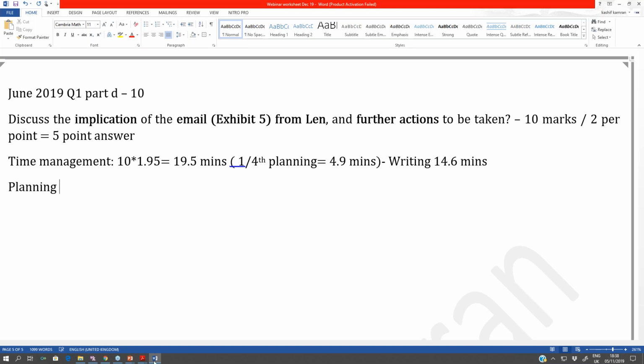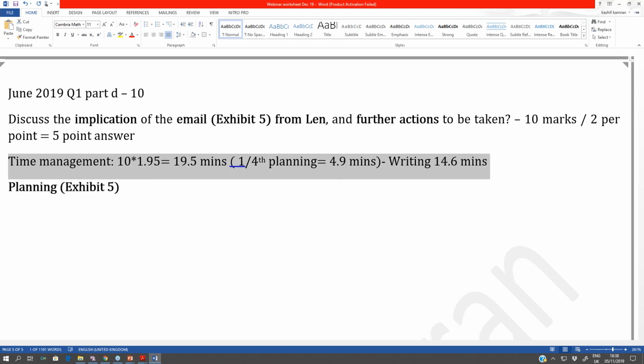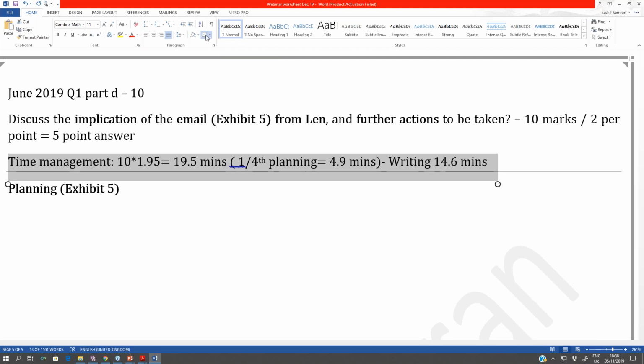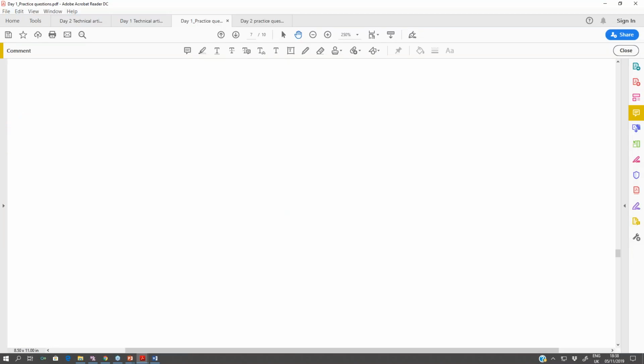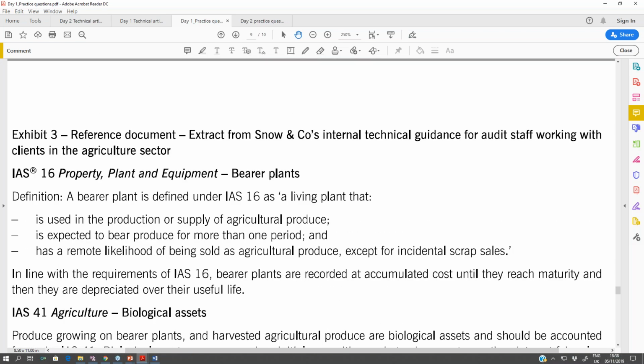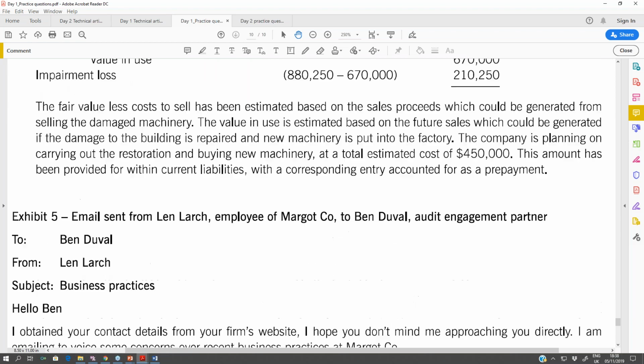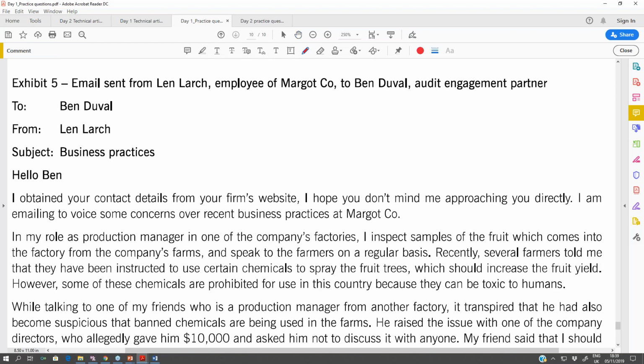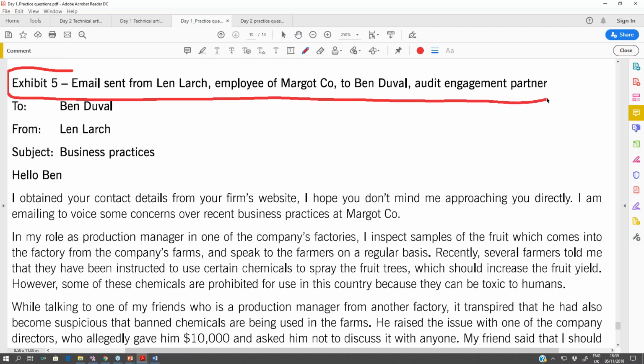Let's do the planning. And for the planning, we need to read the exhibit 5 to see what the email from Len is. And after the planning, we'll do the answer. Okay, let's go down and let's read the email which we got in the exhibit 5. Okay, here is the exhibit 5. Let's see what is the email we got from Len and what can be the implication of this email.